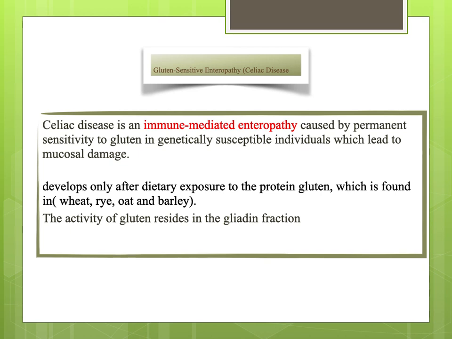Now we're going to speak about celiac disease. Celiac disease is an immune-mediated enteropathy. It is caused by permanent sensitivity to gluten in genetically susceptible individuals. Patients usually develop symptoms only after dietary exposure to gluten. Gluten is usually found in wheat, rye, and oats. The activity of gluten usually resides in the gliadin fraction.